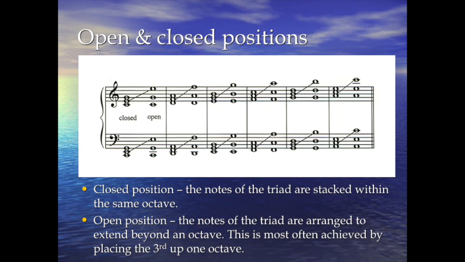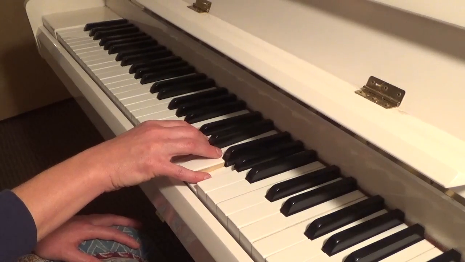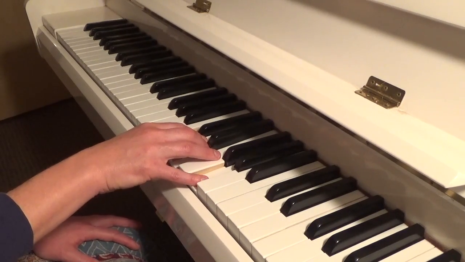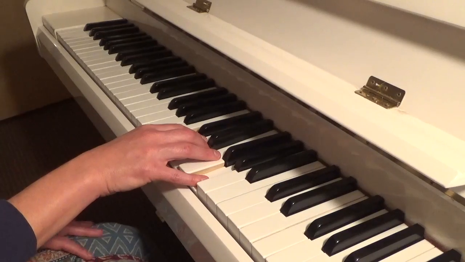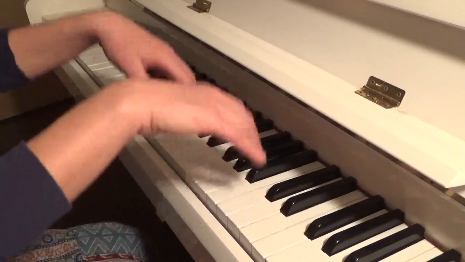We now have the concept of closed and open position for triads. Closed position is pretty straightforward. It's what we've just been doing. It's the smallest configuration for the chord. But you can stretch out a triad. You can play it in a different order. We could take the E and put it up an octave. So that's still a triad.